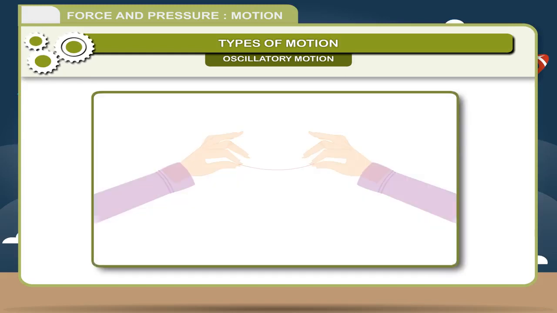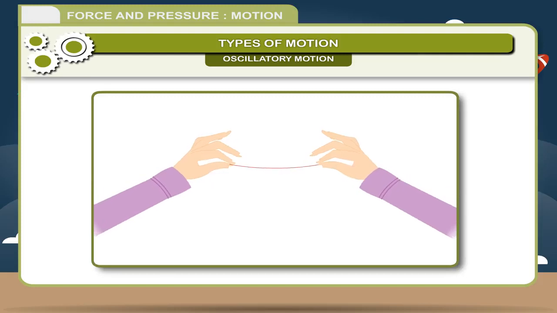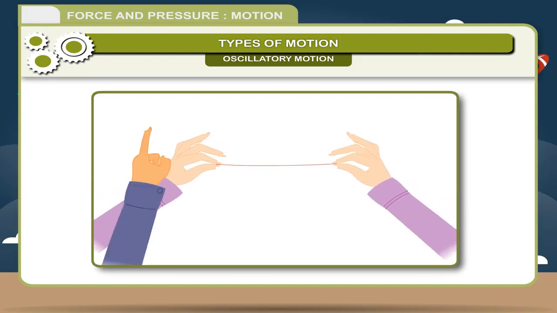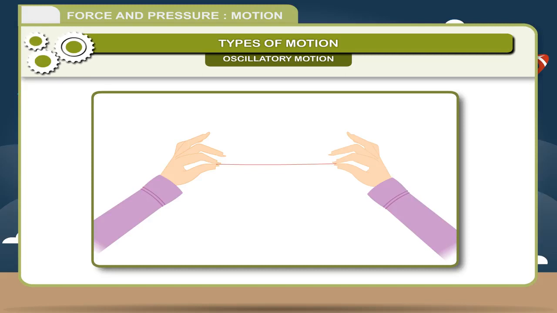Activity: take a thin metallic wire. Tie it in a stretched position between two points tightly. Pluck it from the center. You will notice that it shows a to and fro motion, which is also called repetitive motion.